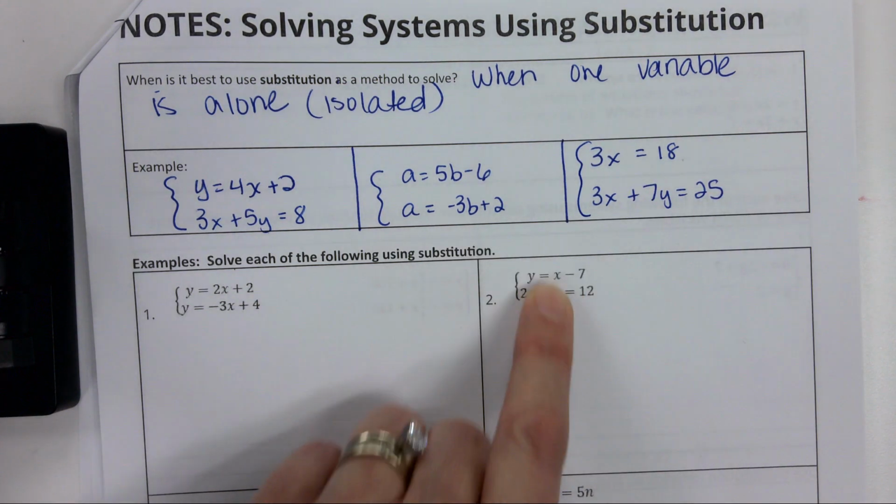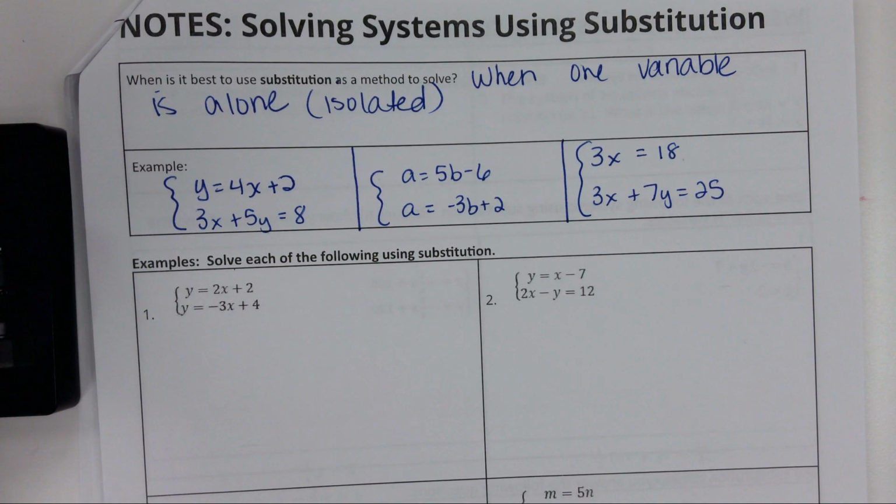Why do you think this one does not have a variable isolated, but it would be appropriate to use substitution? What do you see there? Just look at it for a minute. There's no y here. Okay, but a little bit more than that. You're right, that is something, but there's a little bit more. What's isolated? What's in front of it?